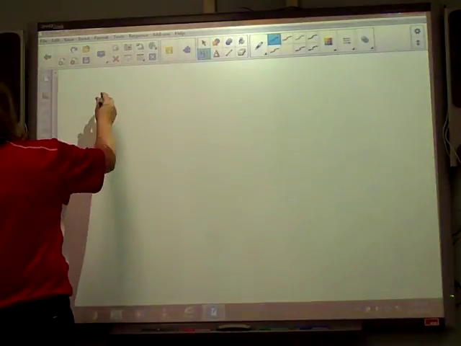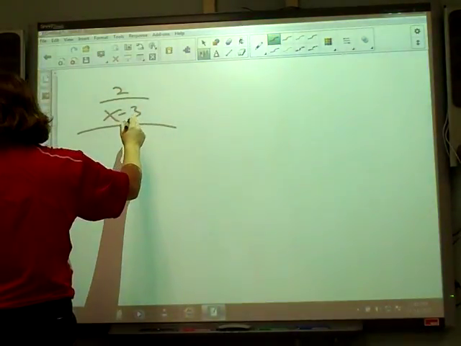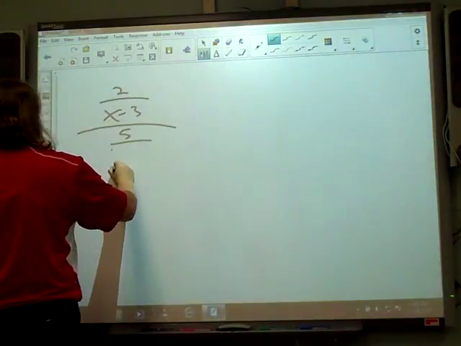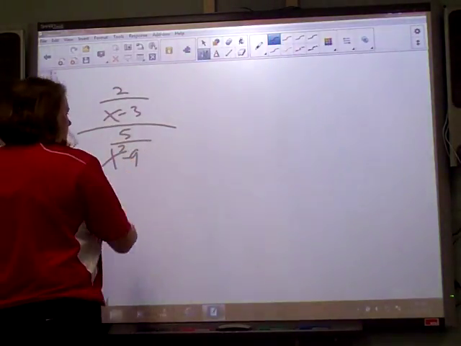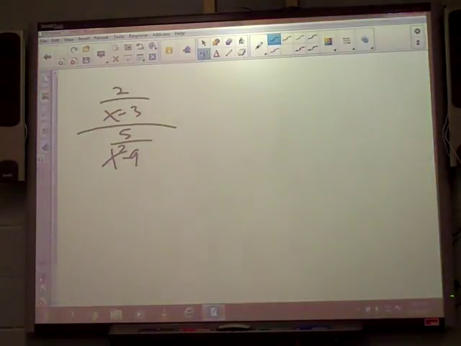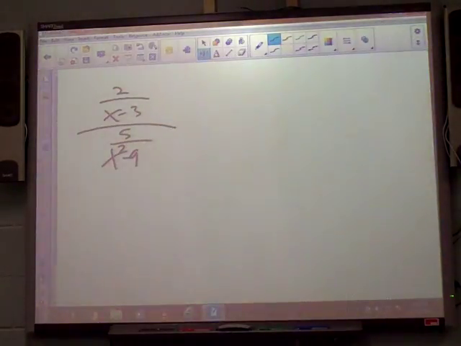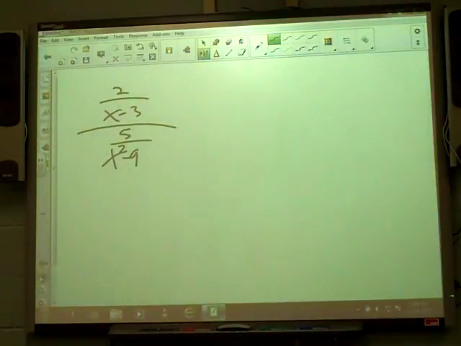Alright, I got 2 over x minus 3 over 5 over x squared minus 9. Do I need to get a common denominator on either part, top or bottom? Do I need to get a common denominator on either part?